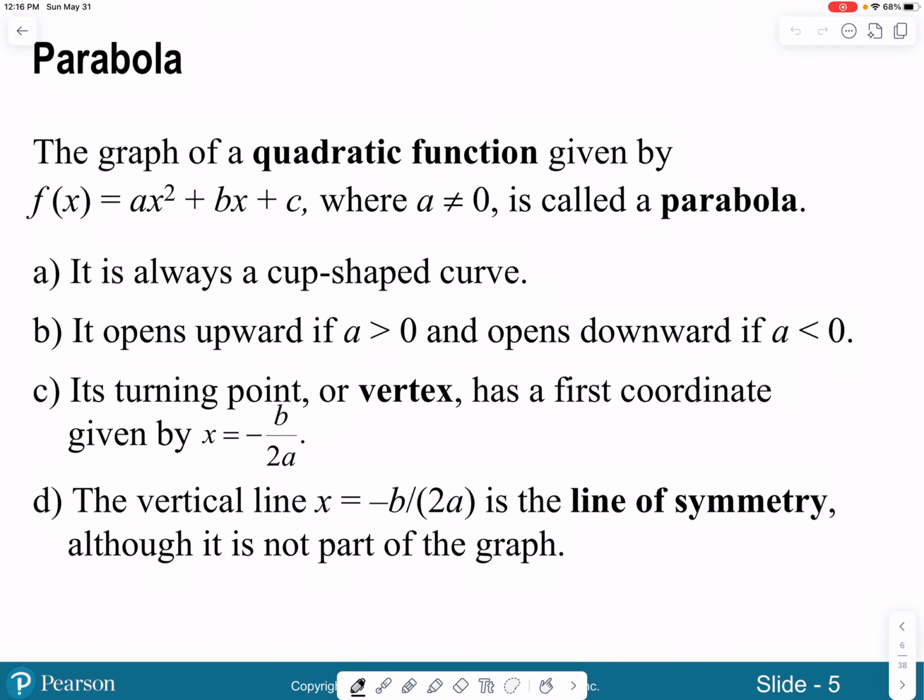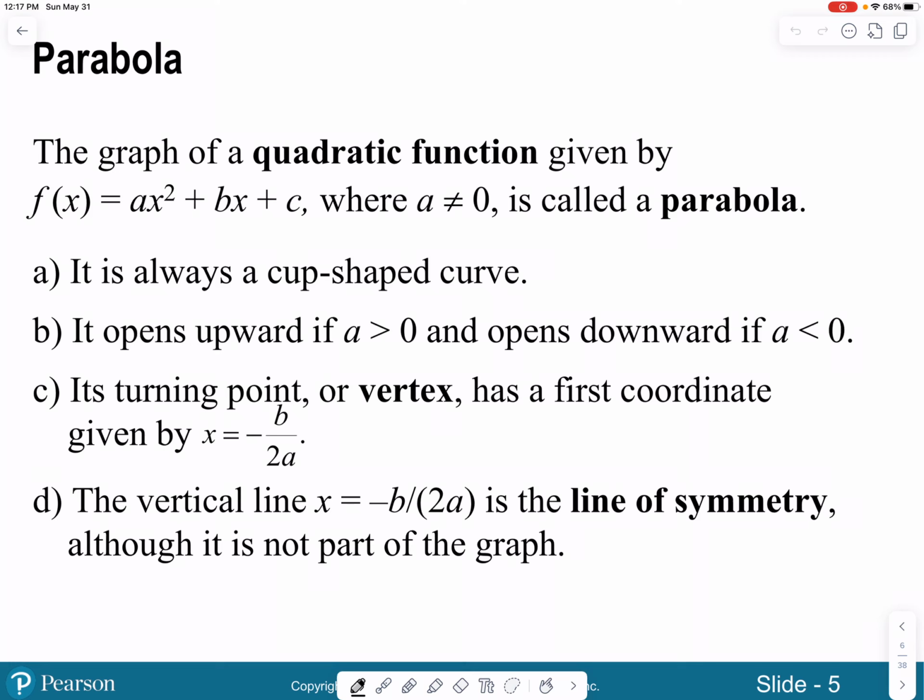Some properties. It's always a cup-shaped curve or a U-shaped curve. It opens upward if our a is positive and opens downward if a is negative. Its turning point or vertex has a first coordinate given by x equals negative b over 2a, so that's our vertex formula, the negative b over 2a.